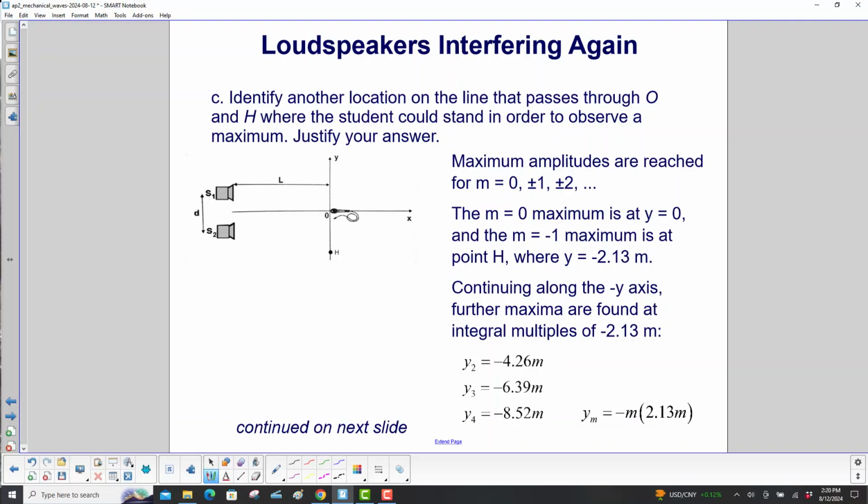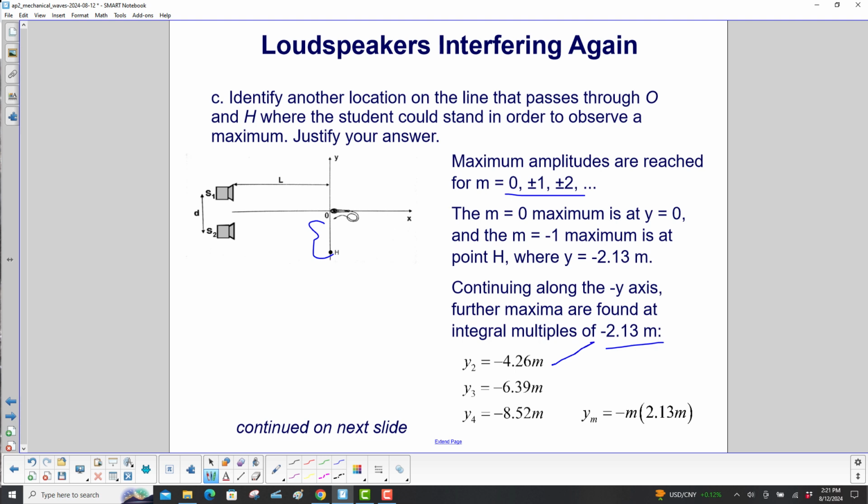Identify another location on the line that passes through O and H where the student could stand in order to observe a maximum. Justify your answer. So maximum amplitudes are reached for m is equal to 0, plus or minus 1, plus or minus 2, etc. The m equals 0 maximum is at y equals 0, and the m equals -1 maximum is at point H, where y is minus 2.13 meters. Continuing along the minus y-axis, further maxima are found as integral multiples of minus 2.13 meters.